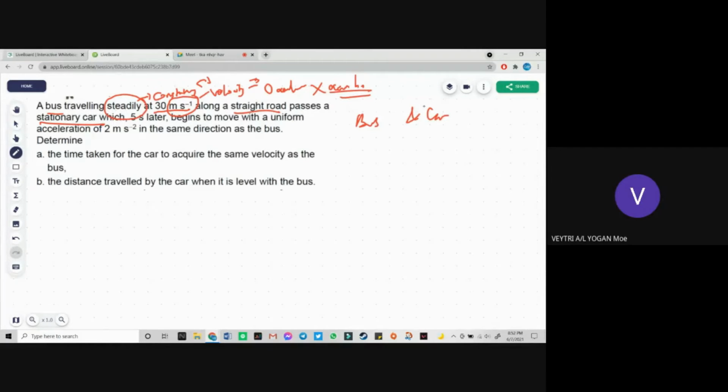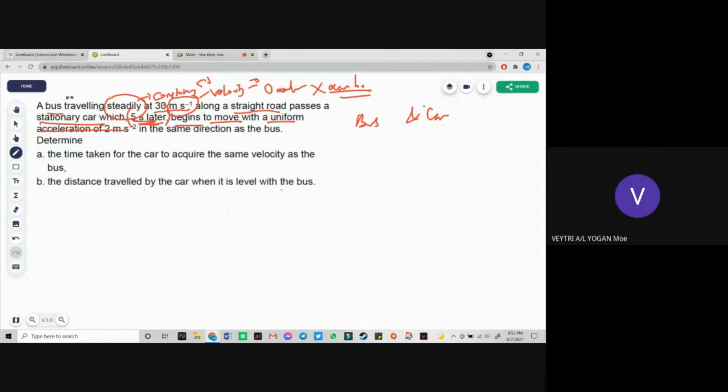Car, we are talking about, it is stationary, but 5 seconds later, it begins to move, okay, with a uniform acceleration of 2 meter per second square. All right, so you guys have to take note over here. 5 seconds later, baru car mula bergerak.